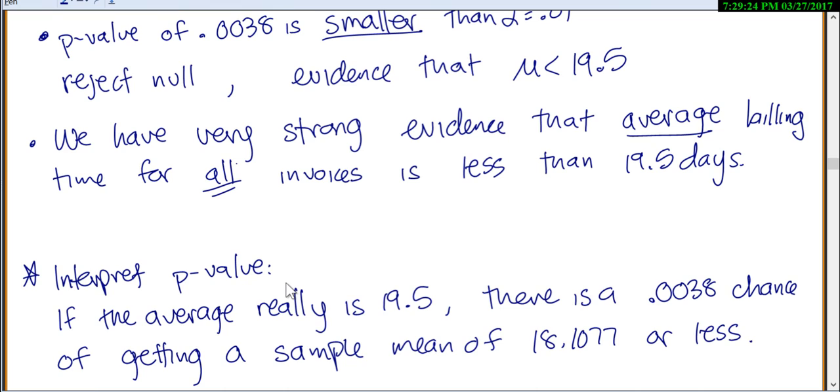So again, to interpret your p-value, it's if the null is true, what's the chance of getting your data or something more extreme? So if the average really is 19.5, there's a 0.0038 chance of getting a sample mean of 18.1077 or less. So because I did get that sample mean, it makes me think, okay, my average probably isn't really 19.5 because that was a really small chance, right?